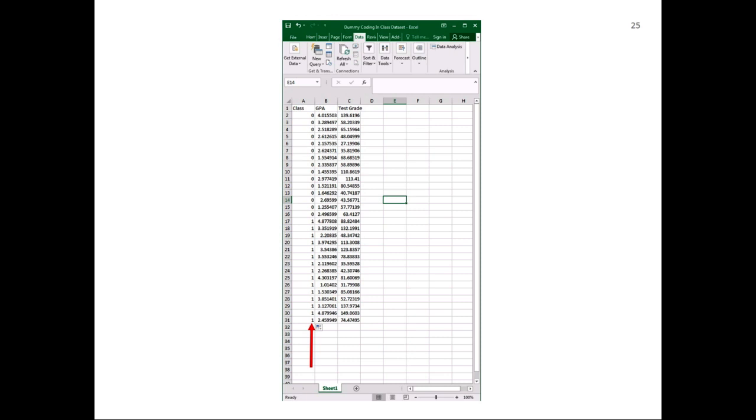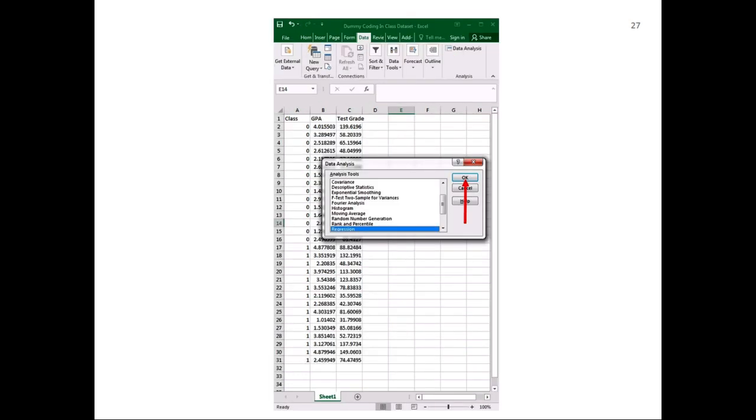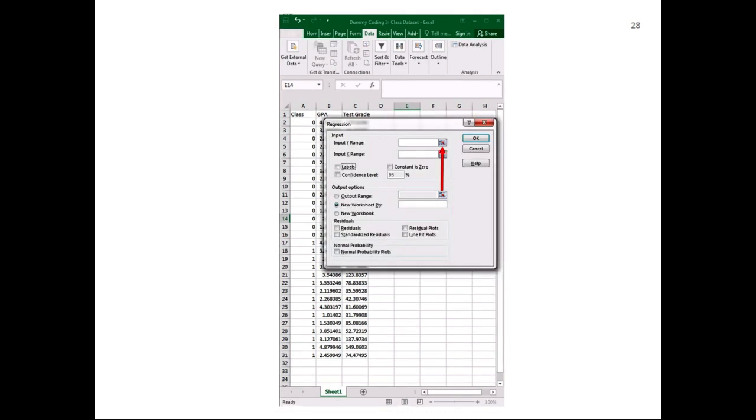So once you have the dummy codes made in your data set, you want to go to data analysis. You want to click on regression like we always do when we do a regression, and then you want to click on OK. So we went from data analysis, we clicked on regression, and then we clicked on OK. So from here, we want to go ahead and input our Y range. So we click on that button that's highlighted like we always do to input our outcome or our Y range.